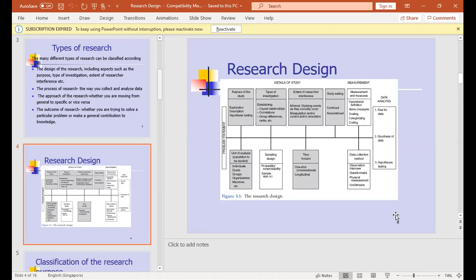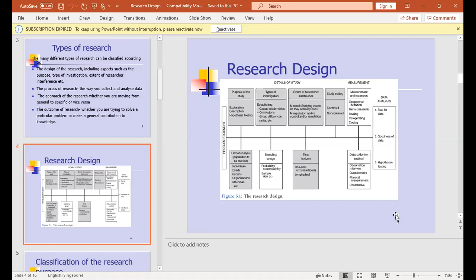Now you can see a set of unshaded boxes, one talking about the sampling design, the other one is the measurement and measures. That is, again, you can see sampling, then coding and preparing and so on. Then the data analysis, goodness of data is where you test the reliability and validity, and then hypothesis testing.